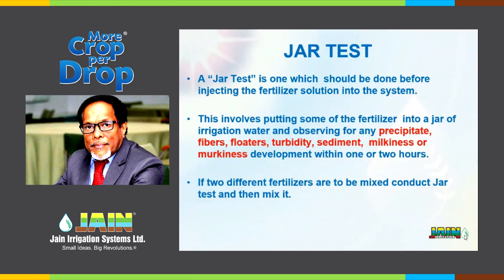If you have two fertilizers at the same time, you have to do this jar test or the bottle test separately, and then mix the solutions and find out whether mixing creates any turbidity, fibers, or precipitate. If so, do not use it. You have to have a 100% solution, completely dissolved. But your solution can have a color based on the fertilizer salt you added. Color has no problem, but turbidity has got a problem.